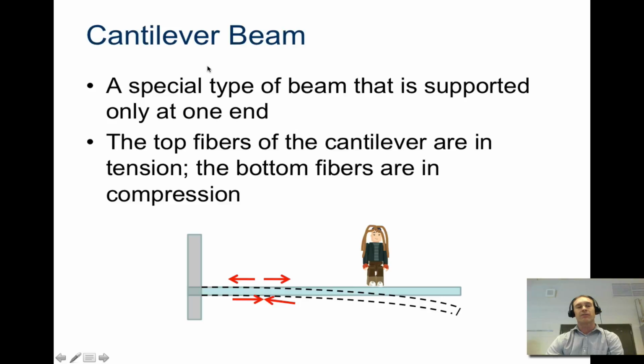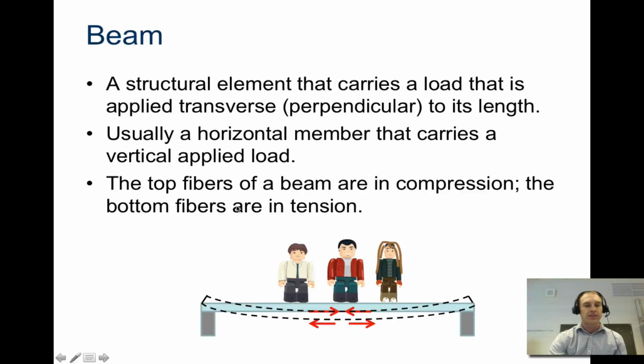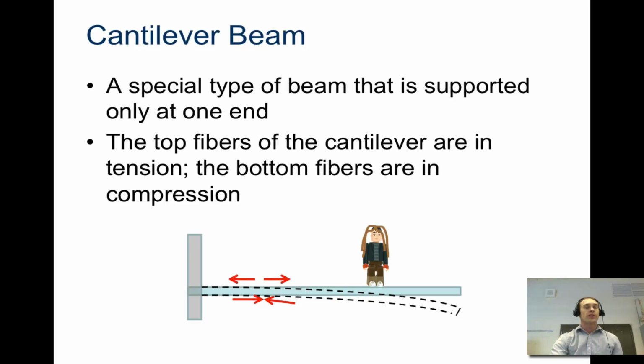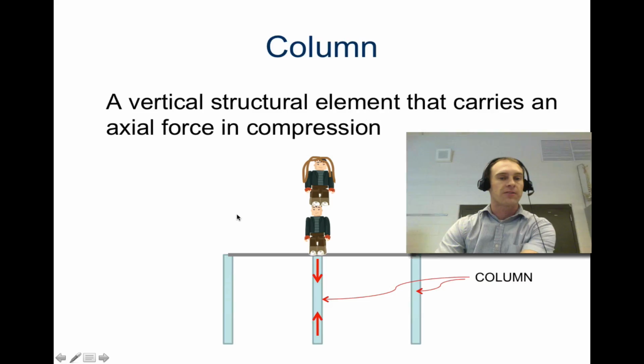Okay, here's a cantilever beam. So a cantilever beam is just supported on one end. So add that to your notes. Under beam, cantilever beam, supported on one end, and top fibers are in tension, bottom are in compression, which is the opposite of a standard beam that's supported on both ends. So note the difference. Again, you don't have to write all of the things down. Just pick out the parts that are significant.